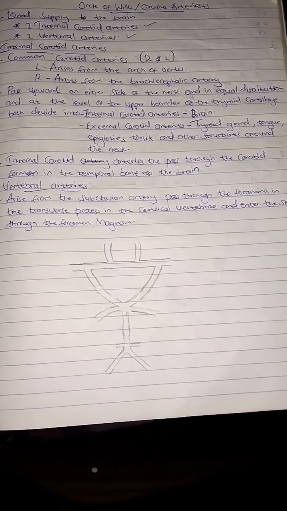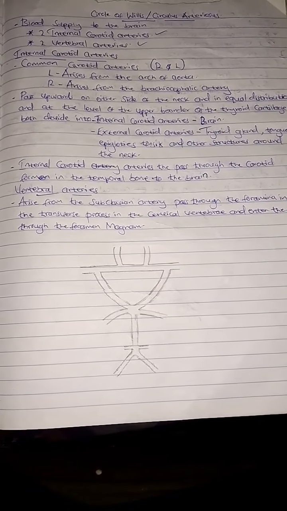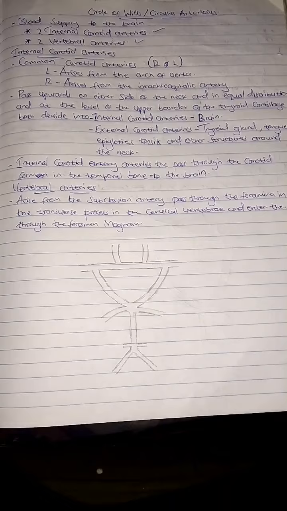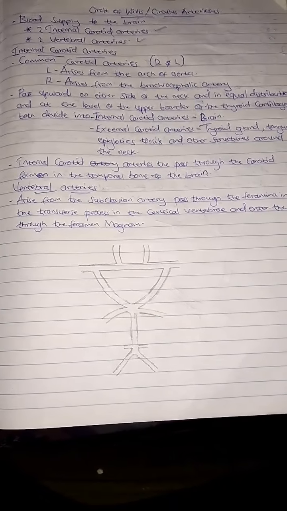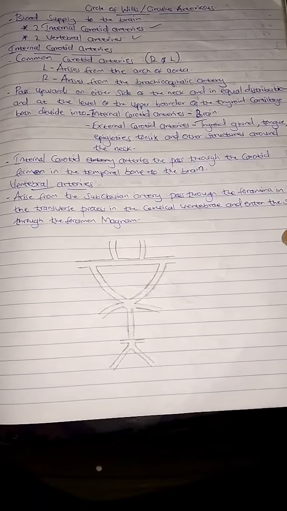The internal carotid arteries then pass through the carotid foramen in the temporal bone to the brain. Let's leave it at that.